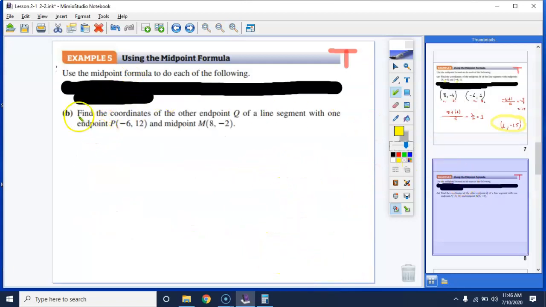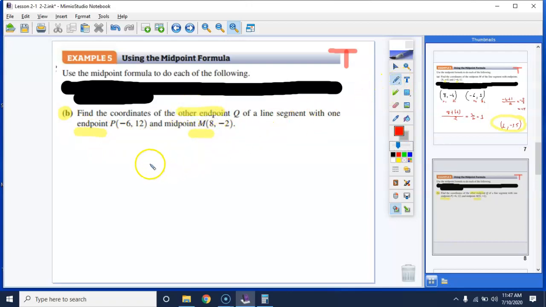Let's have a look at the B part of this question. That's a little bit tricky question, so please pay extra attention. Find the coordinates of the other endpoint of the line segment. One endpoint is (-6, 12), and the midpoint is M(8, -2). At this time, we know one endpoint and the midpoint, so we're looking for the other endpoint.